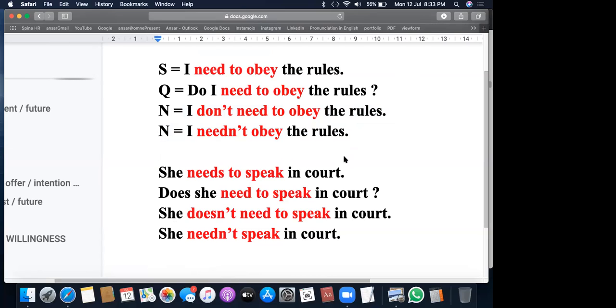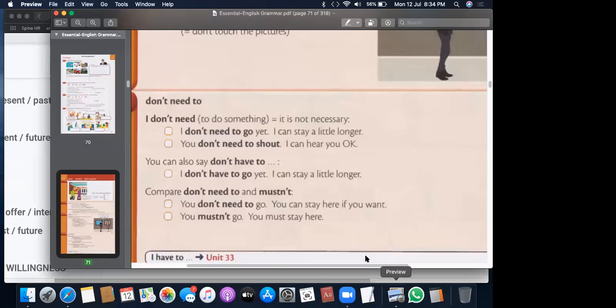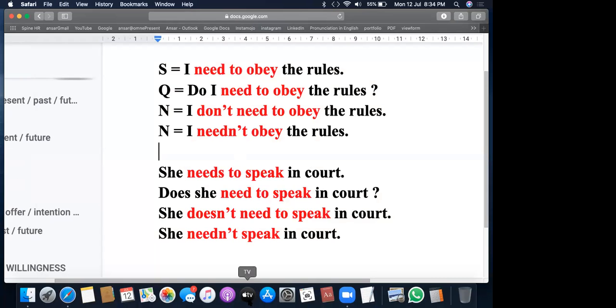I need to discard. Do I need to discard? I don't need to discard. Discard. Next. I need to connect. I need to compare. Do I need to compare? I didn't need to compare. I don't need to compare.